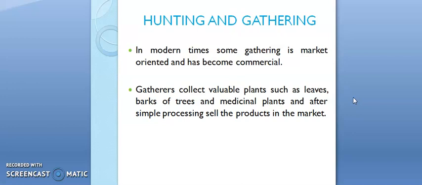Now the gatherers collect valuable things like medicinal plants, their leaves, bark of the trees. Suppose they are collecting honey, different kinds of fibers from the plants, even fruits, nuts, oils, everything from these plants only. These things, after simple processing, they sell in the market, or sometimes raw also they sell in the market. So now hunting and gathering has become a market oriented job.